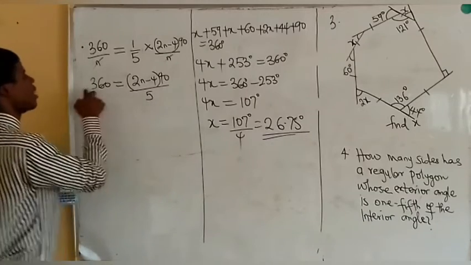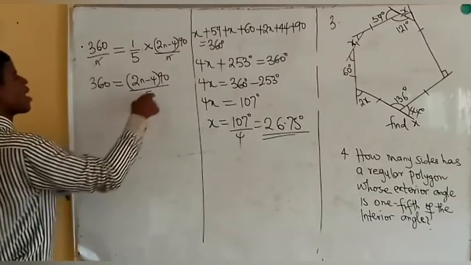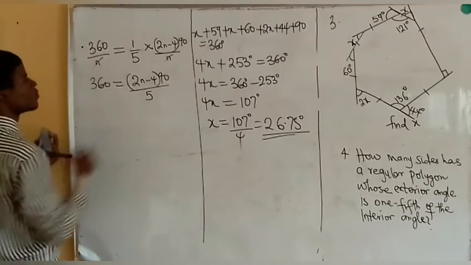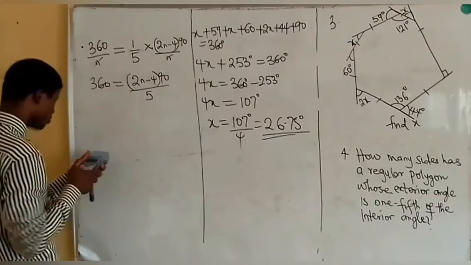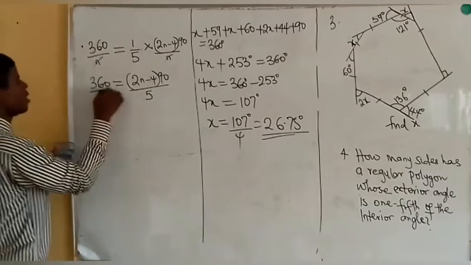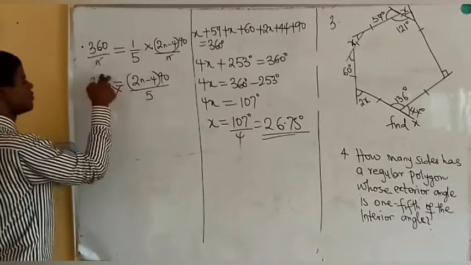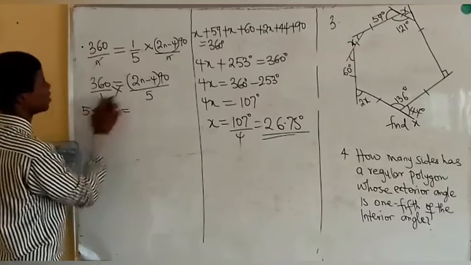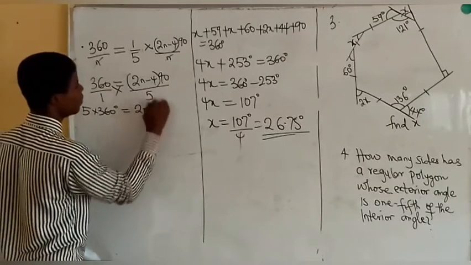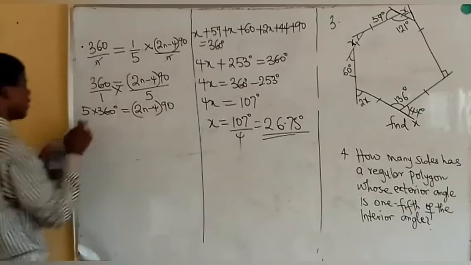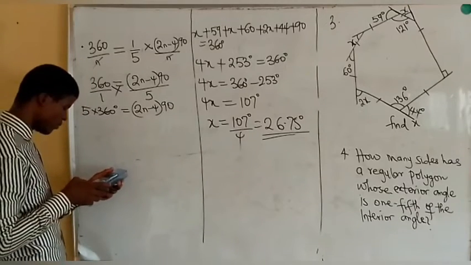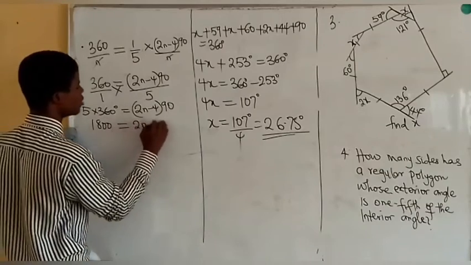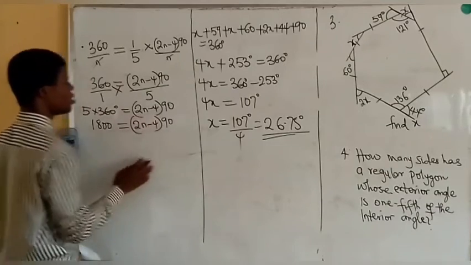Okay, so I will now cross multiply. Or I can divide 90 by 5, or I just say 5 times this. Any one works. Okay, let's just do it this way. Cross multiply. 5 times 360 degrees is equal to 1 times this, which will give me 2n minus 4 times 90. So 5 times 360 will give me 1800 degrees is equal to 2n minus 4 times 90.